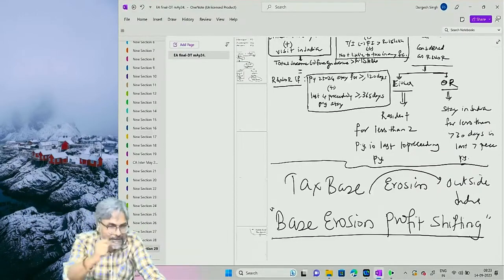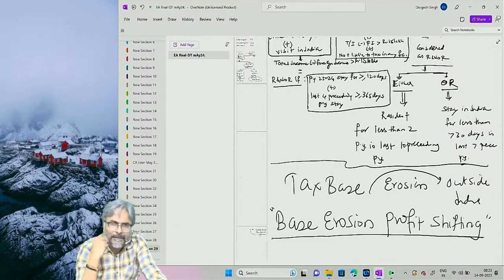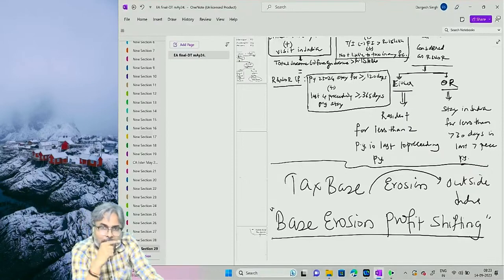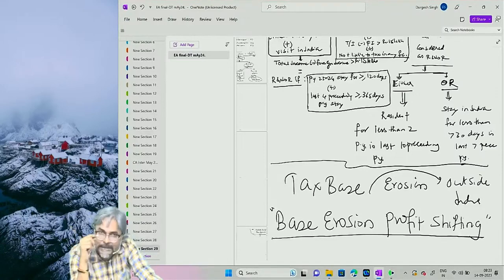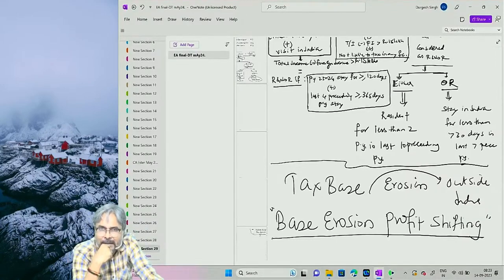This example is exactly this. Feel the phrase of it. Base erosion: erosion from where? In India. Profit shifting: where? Outside India. And why do you choose Singapore? You may not be aware of it, but very soon, next year, when you become a CA, you will be. Singapore's tax rate is 10%, so it's a low tax jurisdiction compared to India. Therefore, people are so easily shifting their profits to these countries.